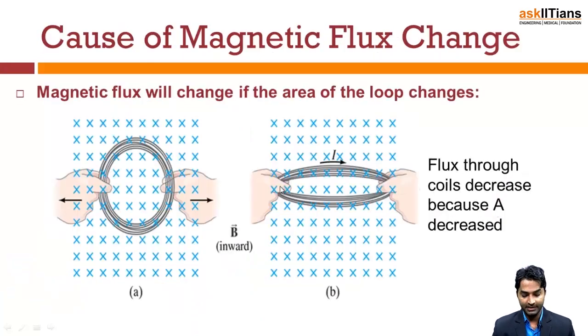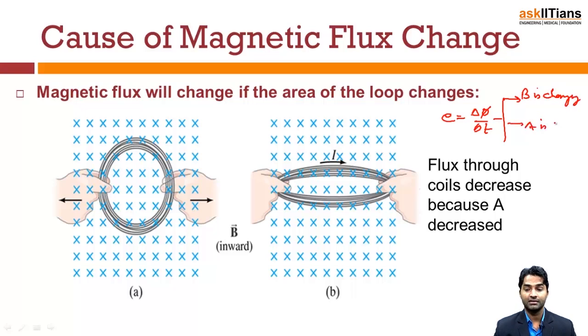Now, we will discuss the cause of magnetic flux changes. We already know that E is equal to delta phi upon delta t. This magnetic flux can be changed if B is changing, or area is changing, meaning varying, or it can be due to orientation. Orientation means the coil is rotating in a uniform magnetic field.